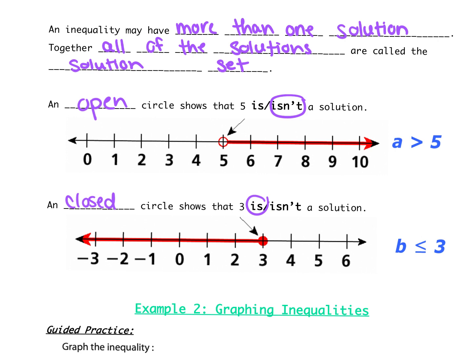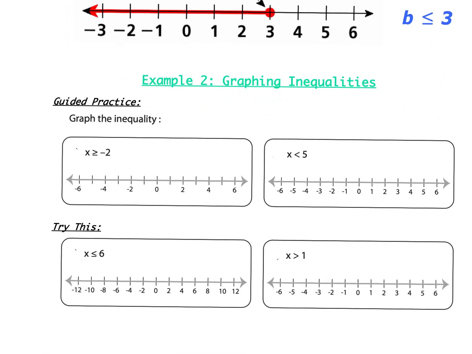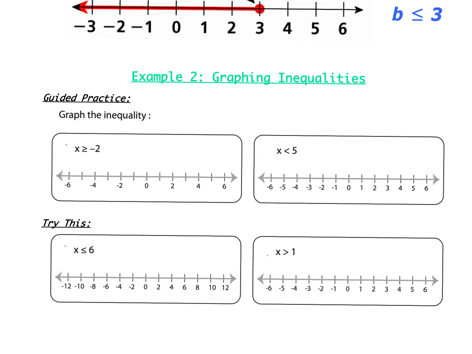So the closed circle includes a number, the open circle does not. Example 2, graphing inequalities. Again, there's going to be the guided practice we do together on the video, and you guys do the try this on your own and get it signed off by a teacher. So the guided practice says graph the inequality. We have x is greater than or equal to -2.